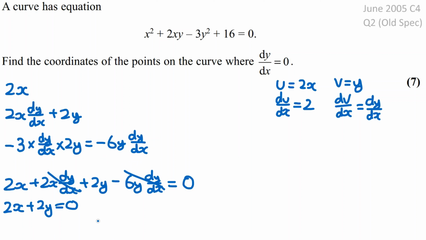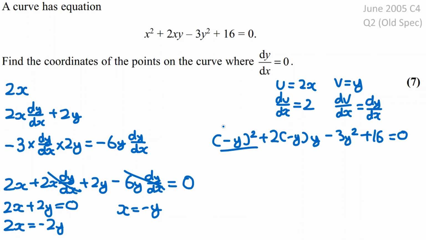If we move the 2y onto the other side, we get 2x is equal to minus 2y. Divide both sides by 2 to get that x is equal to minus y. Now, this by itself doesn't tell us what the coordinates of the points on the curve are. But what we can do with this is sub this back into the equation here in order to find x and y. So we've got x is equal to minus y, so just sub in minus y for x, or you could do it the other way around, minus x for y. I'll do it for x as minus y.